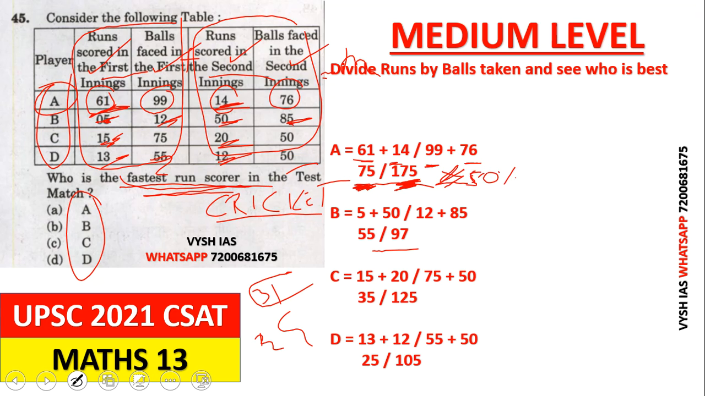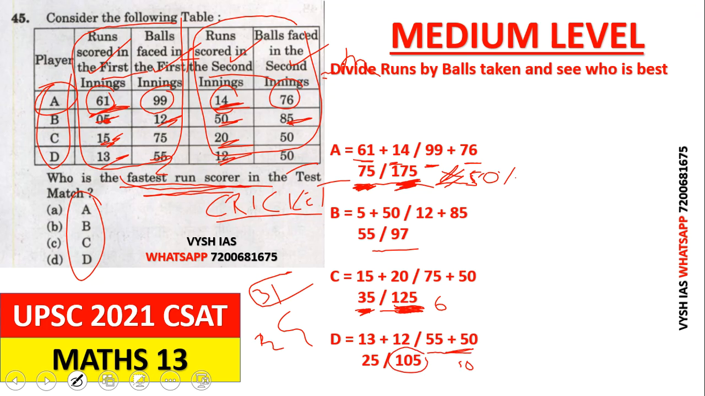Take this person: 125 balls he played, and he got just 35. Half of 125 itself is around 60 something. This person scored only 35 runs, so this is also very poor performance. Take this one: 105 balls he played. Half of that means he would have scored at least 50.